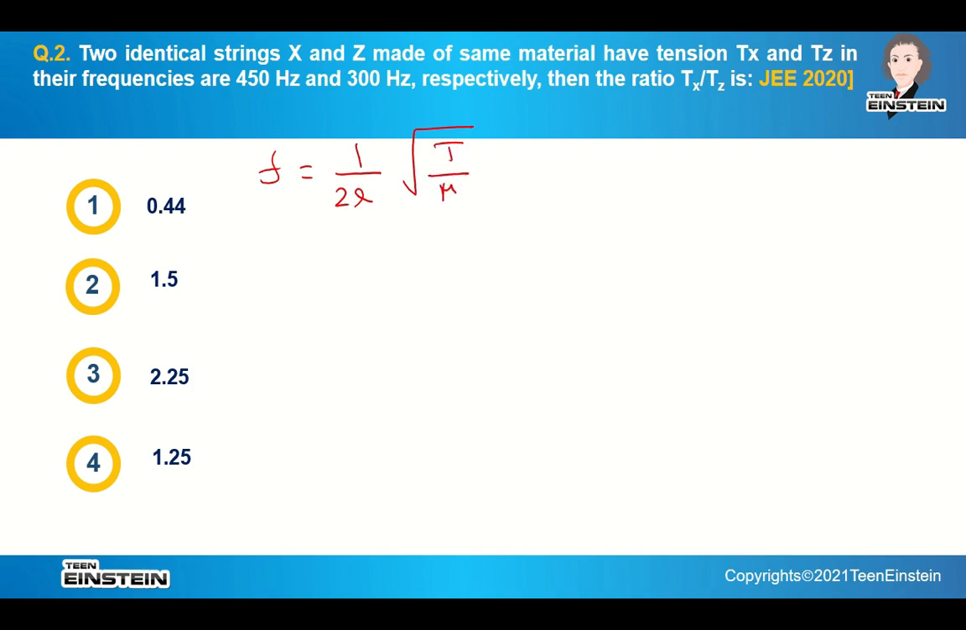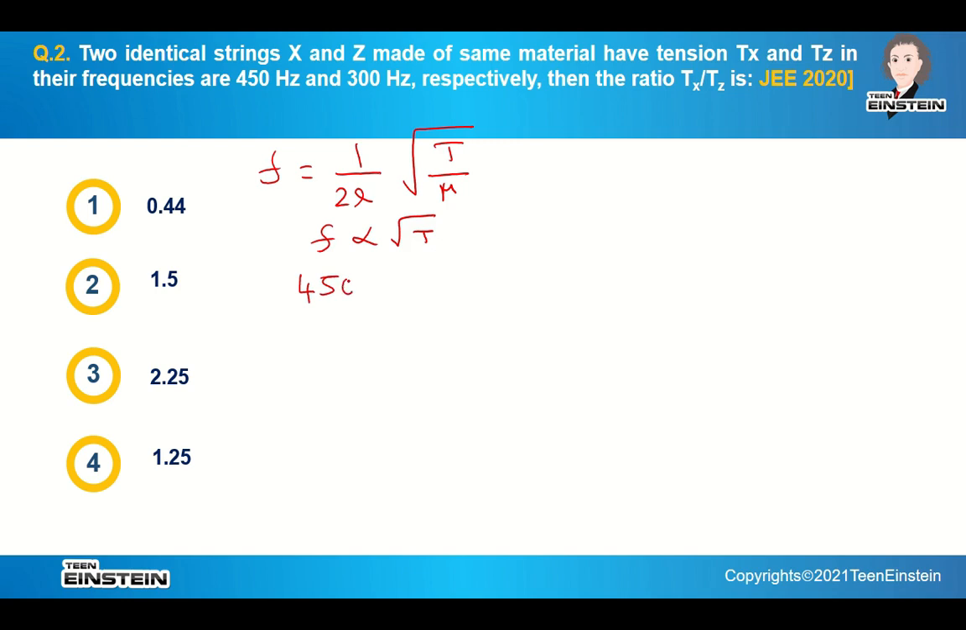Okay, so here they have said that both the strings are identical. So for identical strings what happens is both the length and mu will become same. So f will be directly proportional to root of T. Since both the strings are identical, the length and the mu value will be same. So now what you are going to do is, f will be directly proportional to root T, so you're going to take the ratio of that.